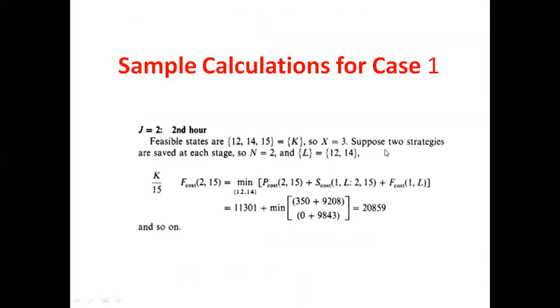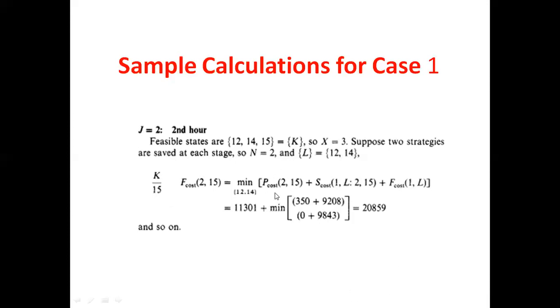So we are taking two strategies at each stage, that is n equal to 2. So we are taking the initial conditions 12 and 14. So for k equal to 15, the total cost will be the minimum of 12 or 14 for which state at j equal to 2. For 12 state or for 14 state, whichever cost is minimum, we will take that particular cost.